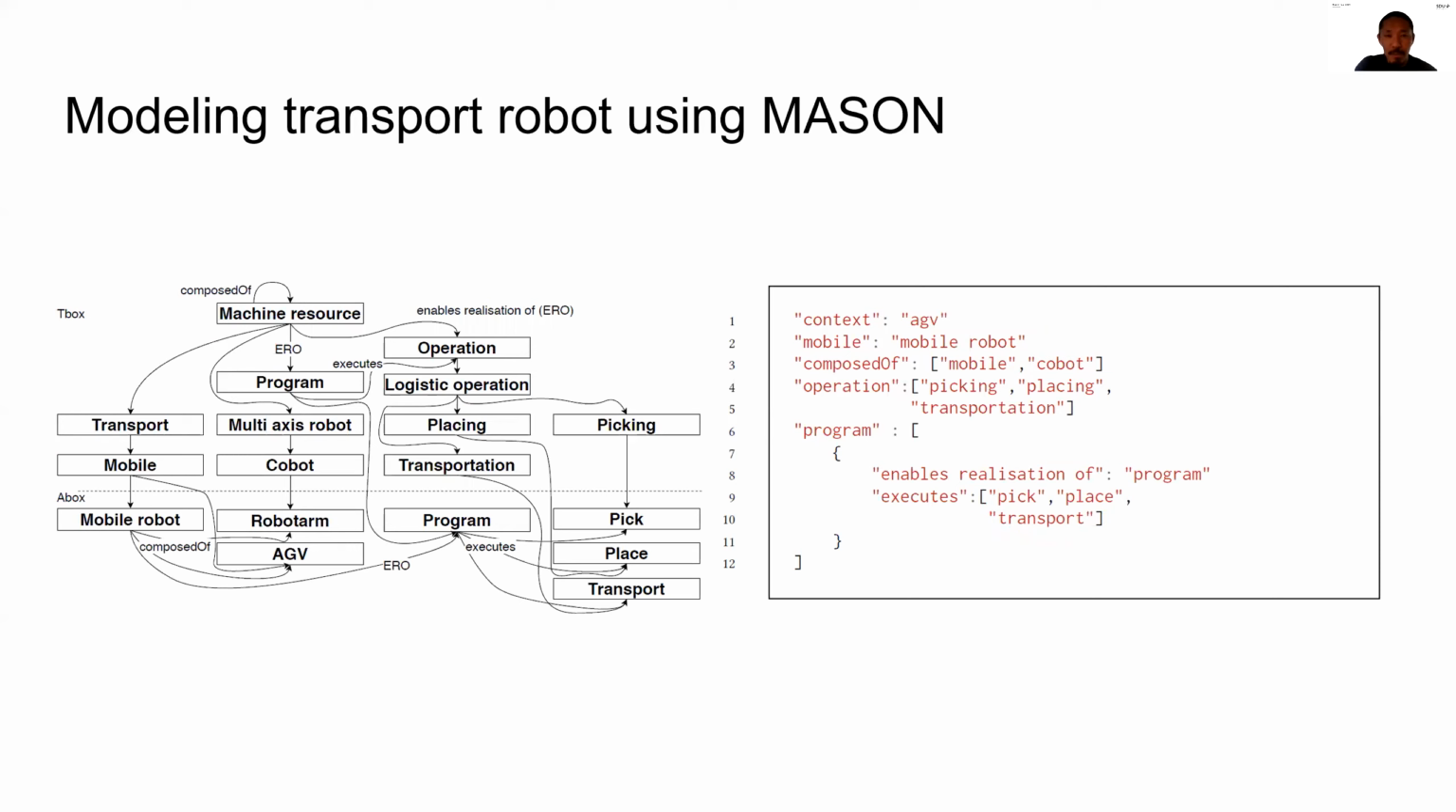And here we model a collaborative transport robot, the AGV. A resource is composed of multiple resources. For example, a resource is composed of both a mobile transport and a cobot, where the cobot is a multi-axis robot. At the A-box, we create an instance of the mobile robot composed of the AGV and a robot arm, which enable realization of a program with pick, place, and transport capabilities. Currently, the program executes a sequence of operations, pick, place, and transport, and the ontology will be used to explain the levels of the LCIM in the upcoming slide.